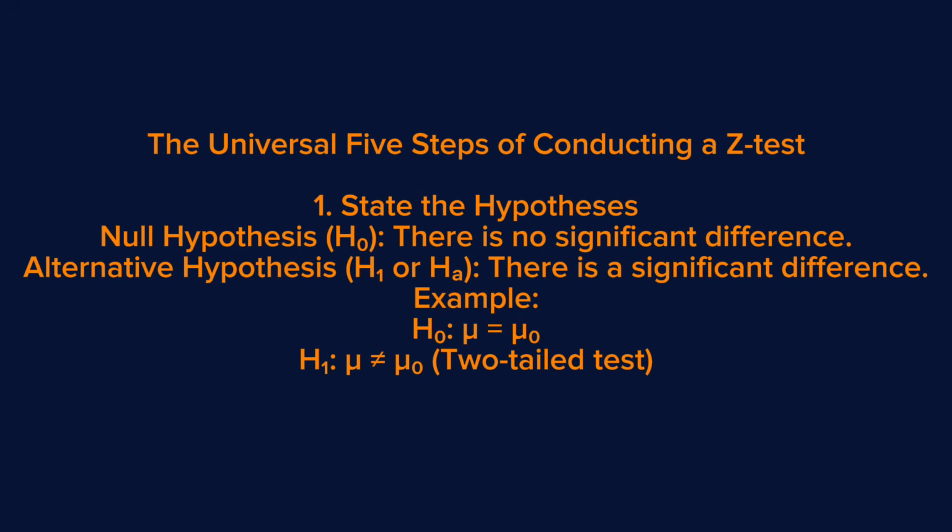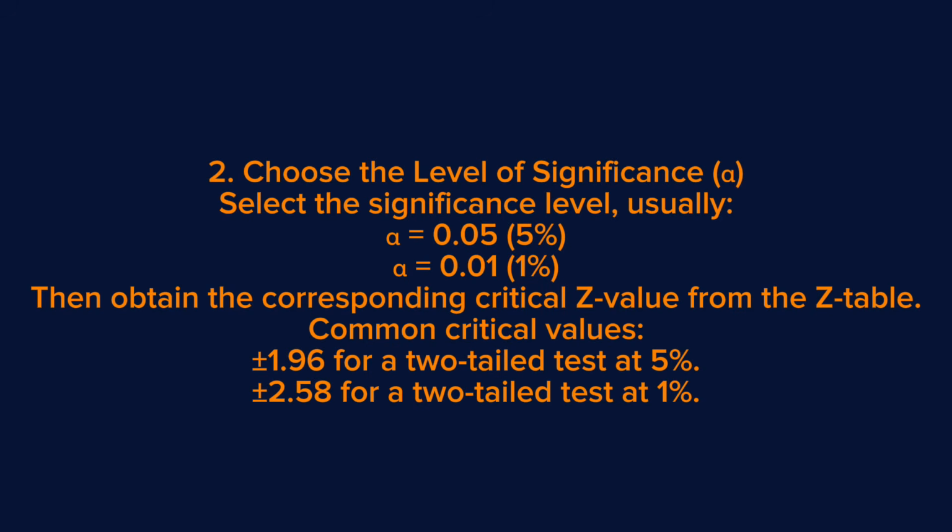Number one is to state your null and alternative hypothesis. Number 2 is that you're going to choose your level of significance, just like in the T-test, and also you're going to find a corresponding Z critical value, because for every corresponding level of significance, there's a corresponding Z critical value.